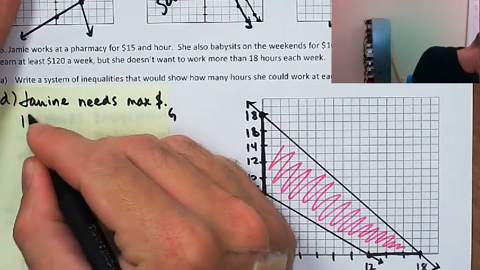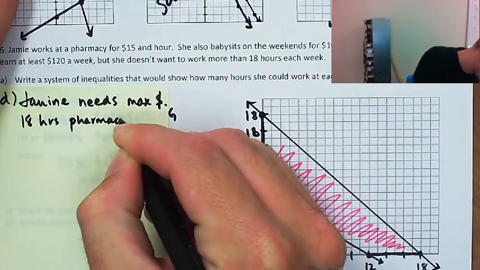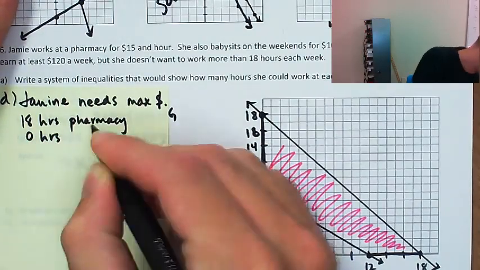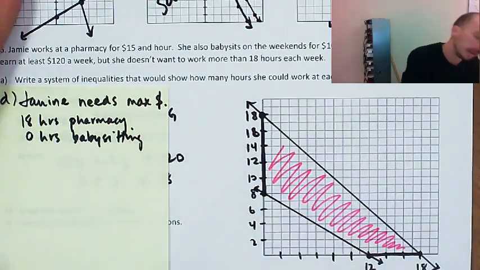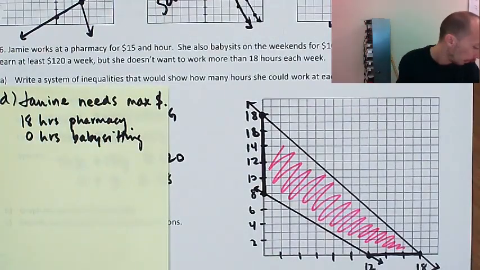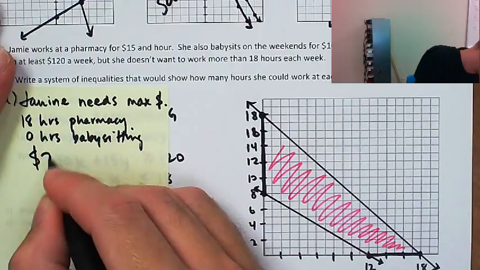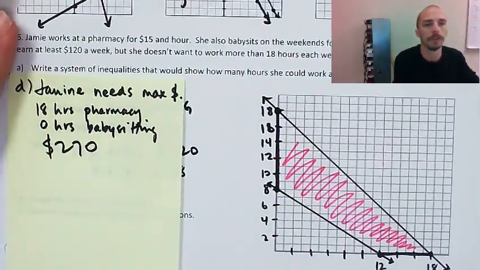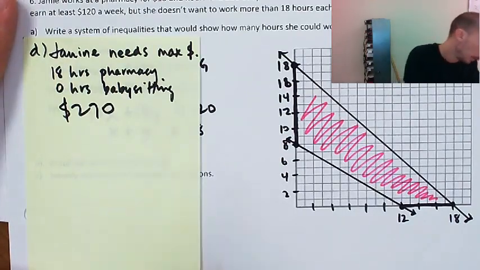So 18 hours pharmacy, 0 hours babysitting. And if they asked you how much money she could potentially get while staying within the constraints, well, then she would say 18 hours times $15 an hour. Well, that's kind of like multiplying by 1.5. I believe that's going to be $270. Okay, so she can get $270 by just working at the pharmacy all week and working 18 hours there.